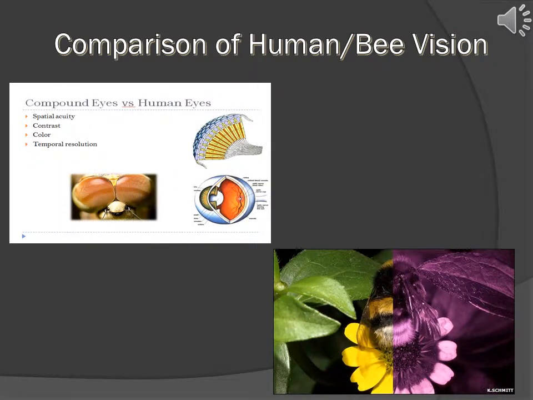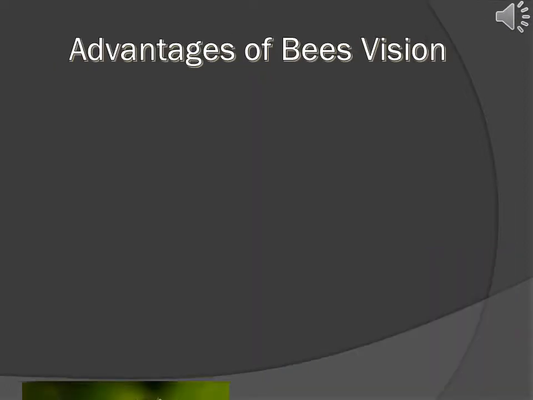Comparison of human and bee vision. Compound eyes versus human eyes. We've got the spatial acuity, contrast, color, and temporal resolution. And there's a picture to show you the difference.